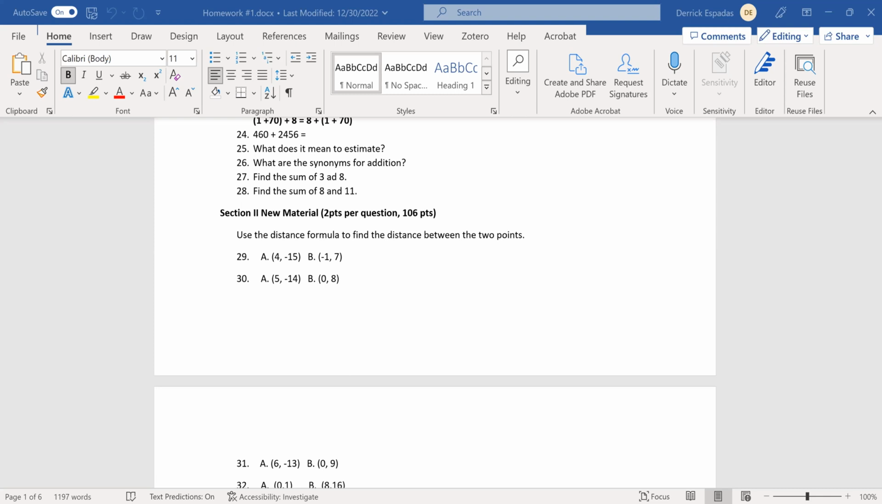We add those together again. Can we just add those together? Is it going to be the same answer? 484 plus 36. It's going to be 520. We take the square root of that, 22.8. So same answer. All right, let's keep going.